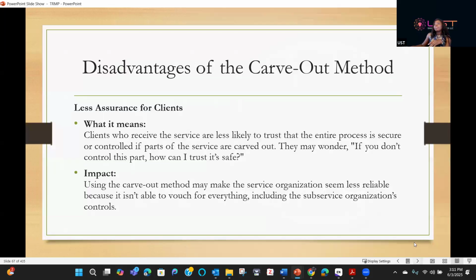That being said, I'll see you in the next video where we'll discuss some of the disadvantages of the carve-out method. But I believe as of now, you have a good understanding of what this entails.